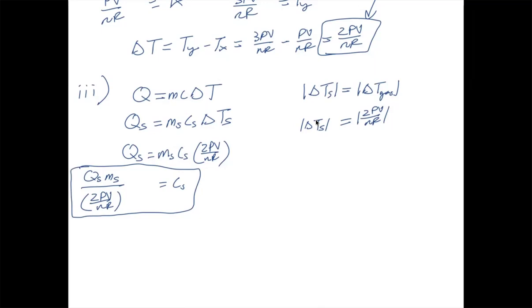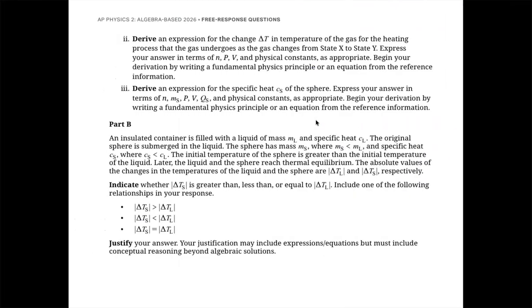Now for part B, this looks like a separate experiment. We have an insulated container filled with a liquid of mass m sub l and specific heat C sub l, and the original sphere is submerged in the liquid, which has a mass of m sub s, where m sub s is less than m sub l, and the specific heat is also less than the specific heat of the liquid. The initial temperature of the sphere is greater than the temperature of the liquid, so it sounds like the sphere is going to cool, transfer thermal energy into the liquid.